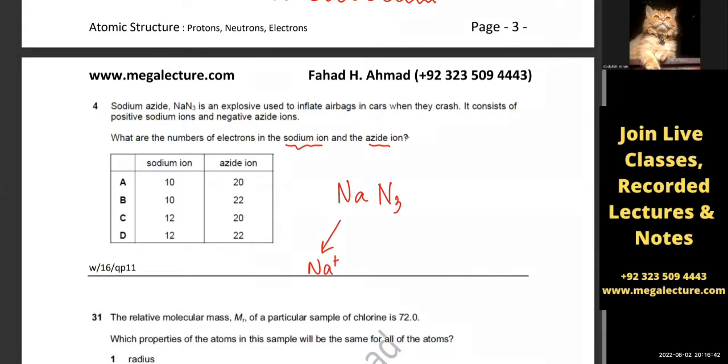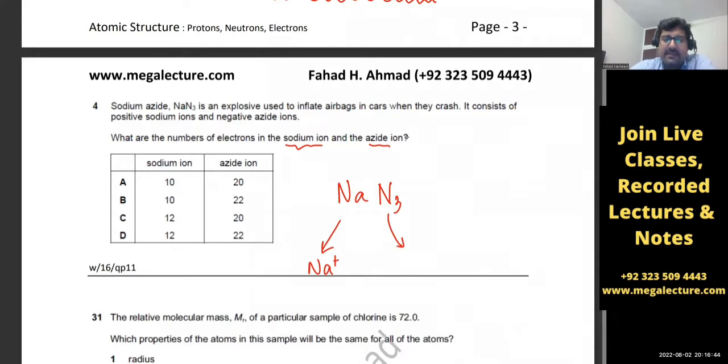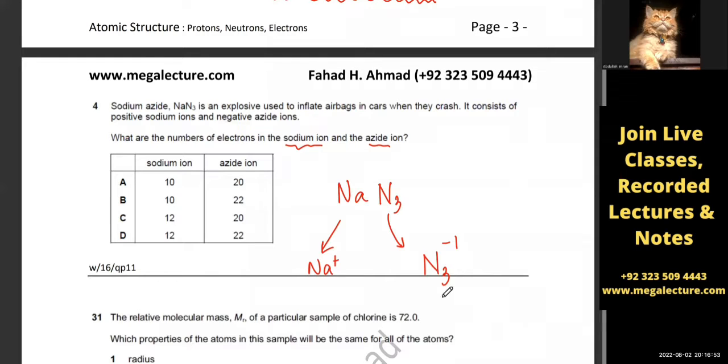So azide ion is going to be this other one, right? It's sodium azide. So azide is going to be N3. What will be the charge on this N3? It's going to be -1, right? Is that clear? Na is +1, N3 is -1. Clear?